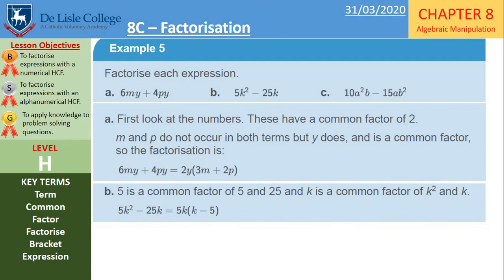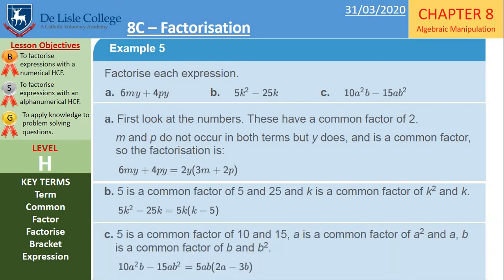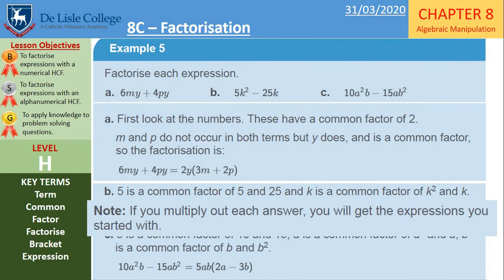Question B, we have a common term of 5 and a common term of k. So we have 5k and then brackets k take away 5. Question C, we've got a common factor of 5, a and b. So outside the bracket we have 5ab and inside the bracket 2a take away 3b. Again, you can multiply out the brackets to check you end up with the expression you started with.